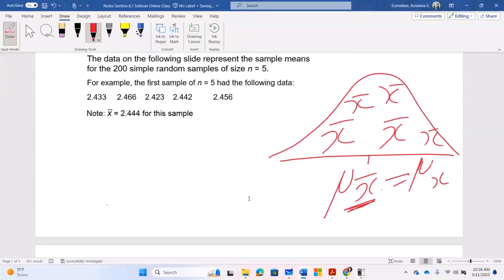Notice the difference here. This is mu x bar. Why? Because this is the distribution of means. So the mean of the distribution of means is equal to the mean of the original data. Okay, the mean of the distribution of means.